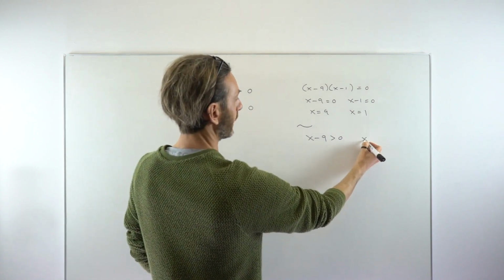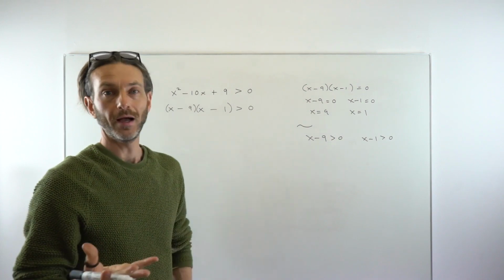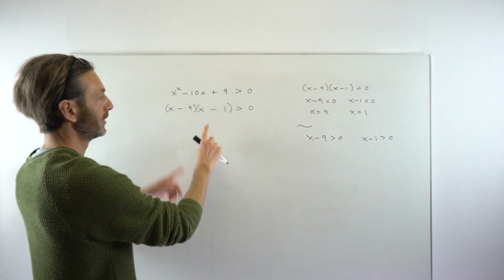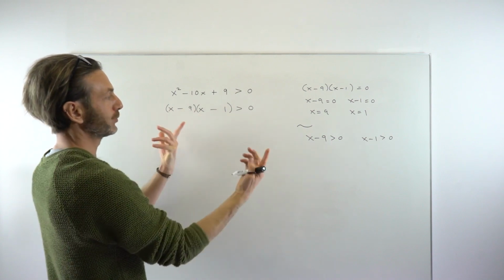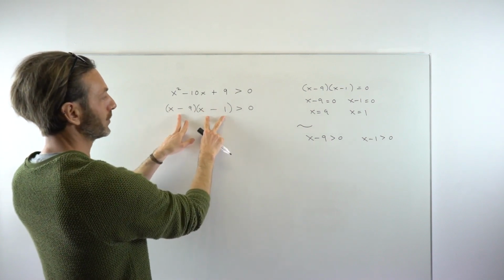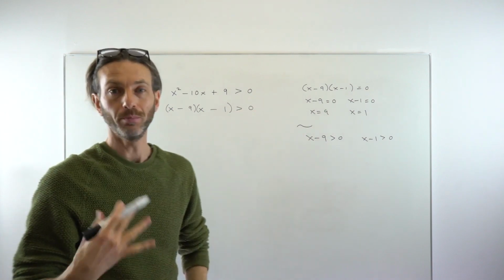And I'm also going to take x minus 1 and make that greater than. Now, why is that a problem? Well, it's a problem because we've got 2 things multiplying here. A bracket and a bracket means multiply. We're saying we're multiplying 2 things together to give you a result which is greater than 0. In other words, a positive.